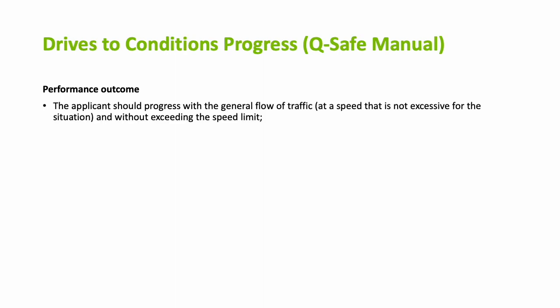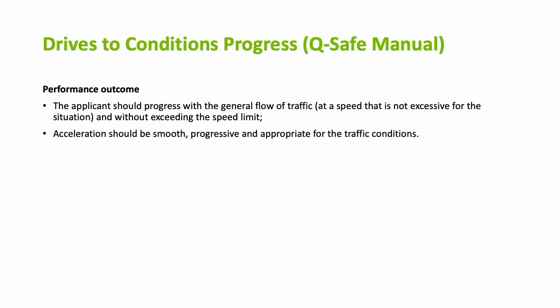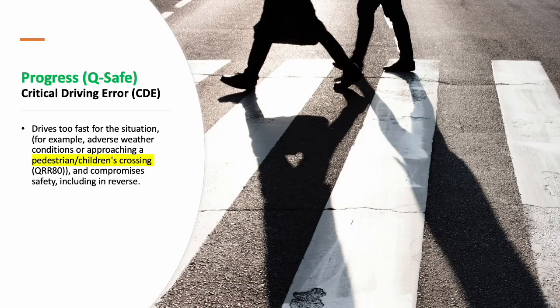The other performance outcome that we just want to have a look at is drives to conditions, known as progress. The performance outcome is as follows. The applicant should progress with the general flow of traffic at a speed that is not excessive for the situation and without exceeding the speed limit. Acceleration should be smooth, progressive and appropriate for the traffic conditions.